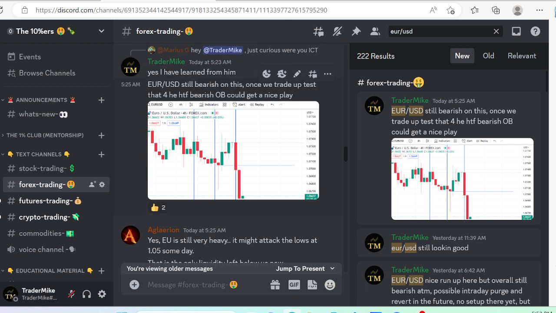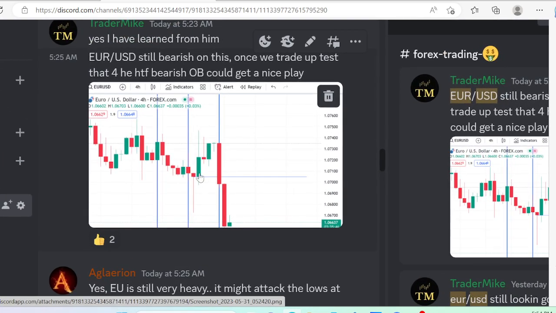Alright, so right here, you can see this morning, I said Euro USD still bearish on this. Once we trade up, test that 4-hour higher time frame bearish OB, we could get a nice play. See what I was referring to right there? That's your bearish OB. Those up close candles.